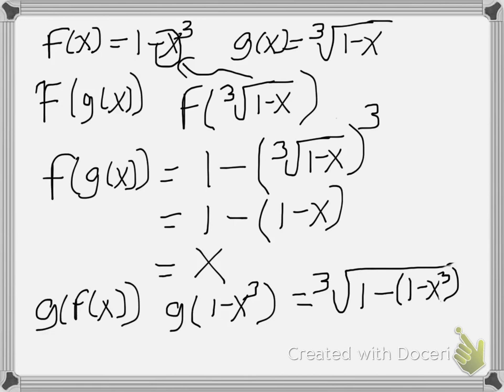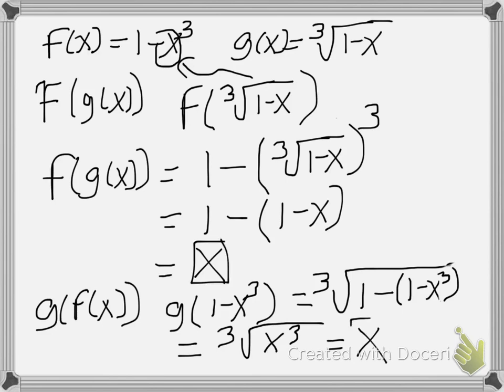Okay. So as we continue simplifying it, we have the cube root of, what happens to 1 minus 1? That disappears. I have negative x cubed, so that becomes positive x cubed. Well, what is the cube root of x cubed? It's just simply x. So did we get x for both of them? Yes, we did. So algebraically, we have proven that these two functions, 1 minus x cubed and the cube root of 1 minus x, are indeed inverses of each other.